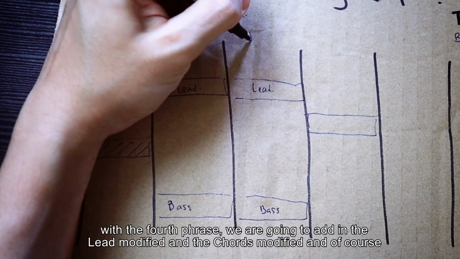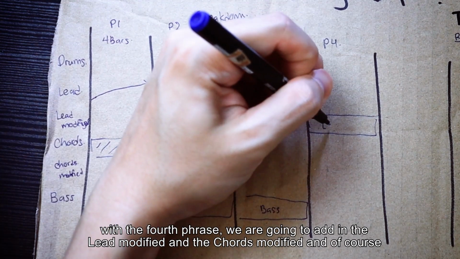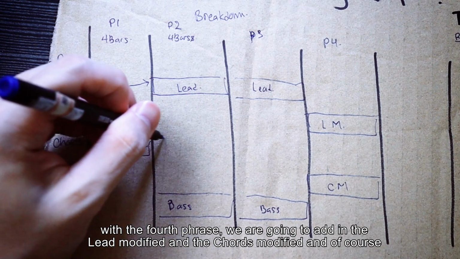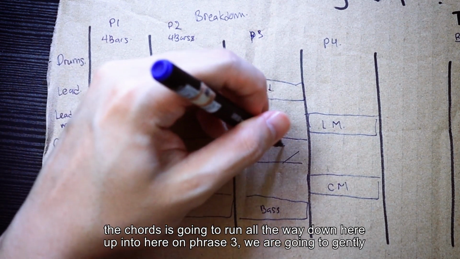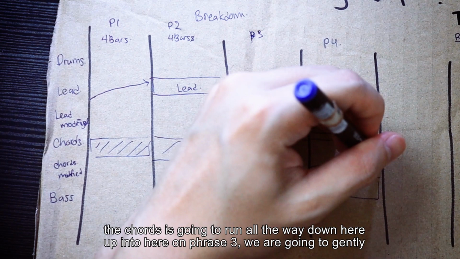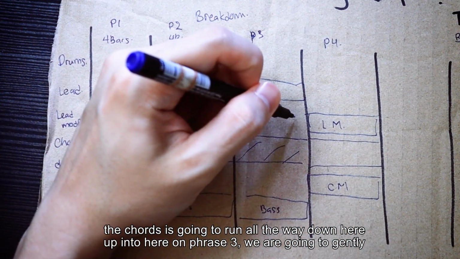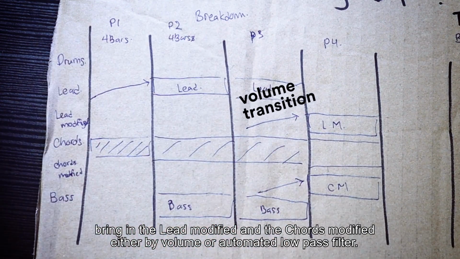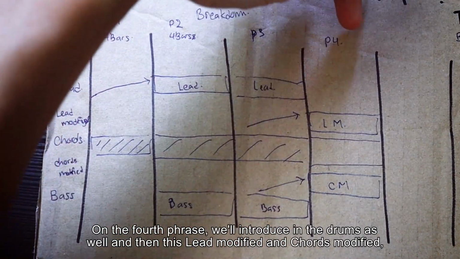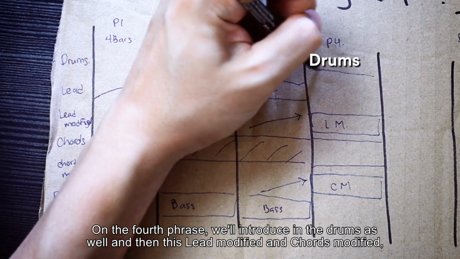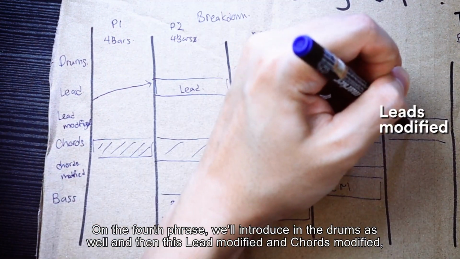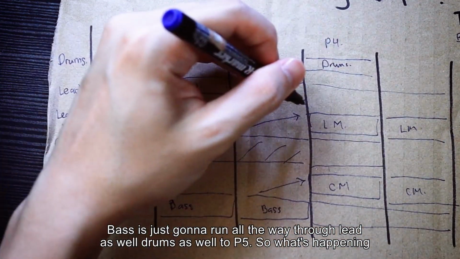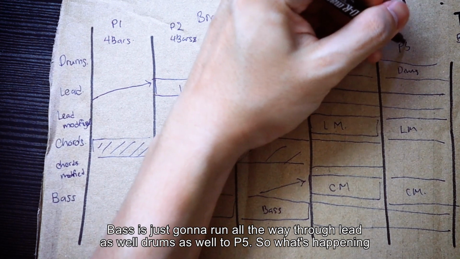Starting with the fourth phrase, we're going to add in the lead modify and the chords modify, and of course the chords are going to run all the way down here up until here. On phrase 3, we are going to gently bring in the lead modify and the chords modify either by volume or automated low pass filter. On the fourth phrase, we'll introduce the drums as well, and then the lead modify and chords modify. Bass is just going to run all the way through, lead as well, drums as well, to P5.